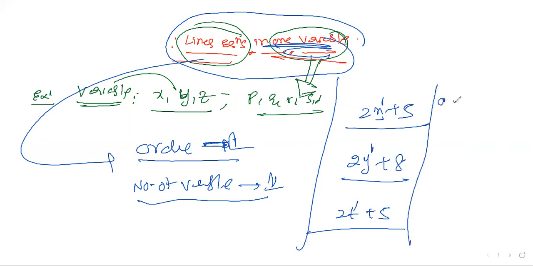Sometimes like this also will come: 2y plus 8 by x minus y minus 1. It means the order of the equation is 1 only, and the number of variables is 1 only. So don't say 1, 1, 2. Don't say it is 1 only. All categories should be 1 only.